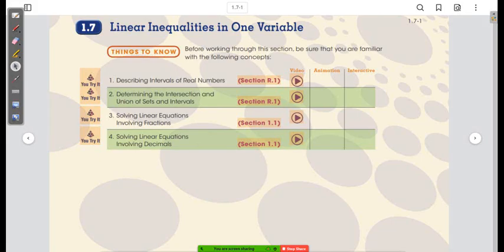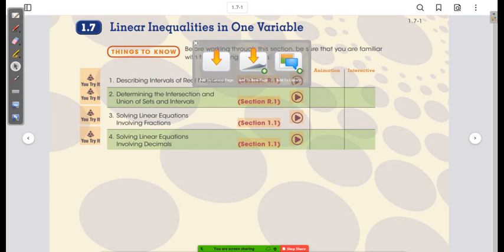Okay, today we're talking about Chapter 1, Section 7, Linear Inequalities in One Variable. As usual, these chapters are adequately named. We're going to be talking about linear inequalities.